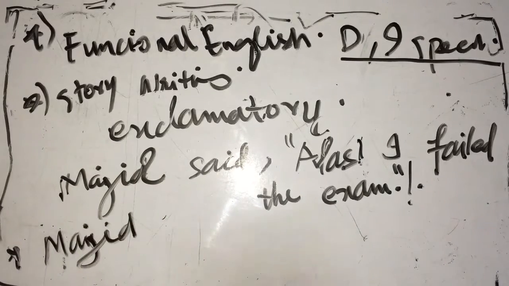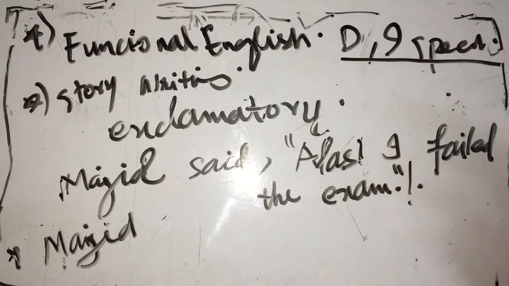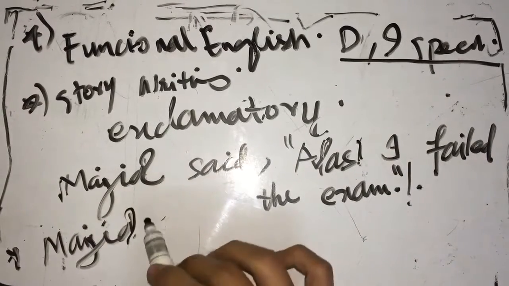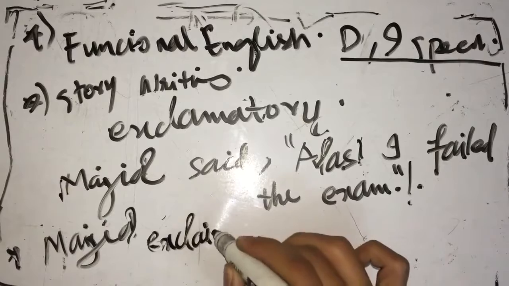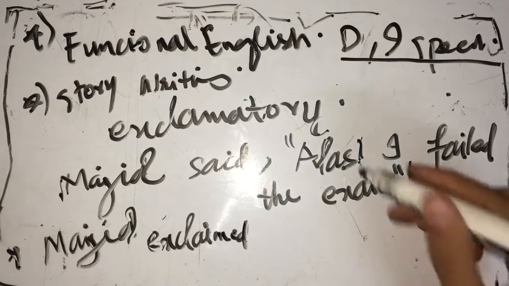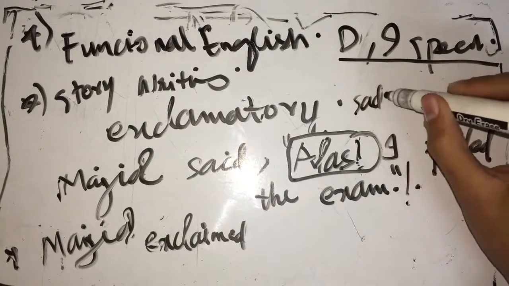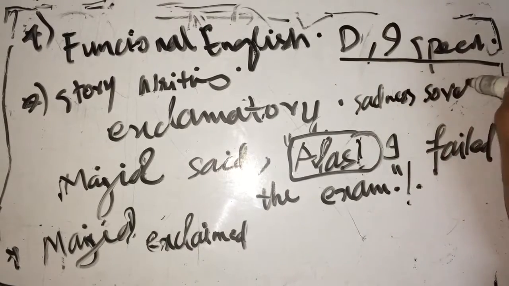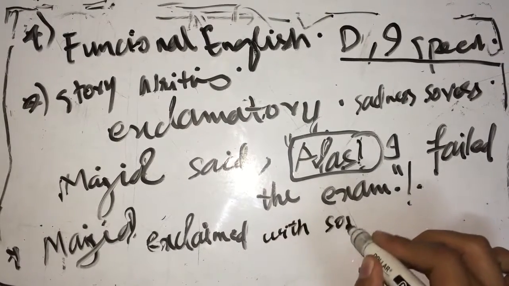For exclamatory sentences, you are expressing something, or you are exclaiming. So we're not going to say that Majid said that. Instead, what's more appropriate is to say that Majid exclaimed. This exclaimed is the verb we are going to use in an indirect speech when we have an exclamatory sentence in a direct speech. So here, what is alas representing? This reserved word is representing a feeling of sadness or sorrow, because he is sad because he failed the exam. So I'm going to write exclaimed with sorrow.